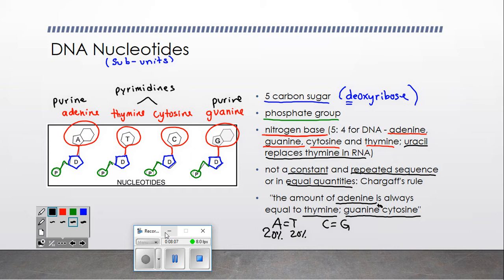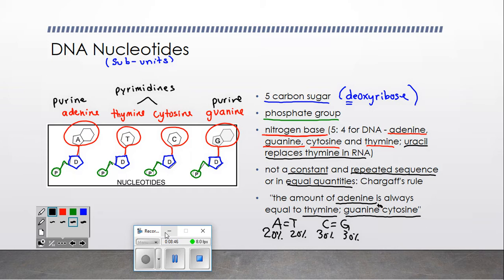Now, how much C and G are there? And you want to tell us how you figured out that it was 30%? So that exact thought process, you have to have 100% total. I already have 20% A and another 20% T, so that makes 40%. Out of the whole 100%, that leaves me 60%. So I divide 60% in half. 30% must be C, and 30% must be G.